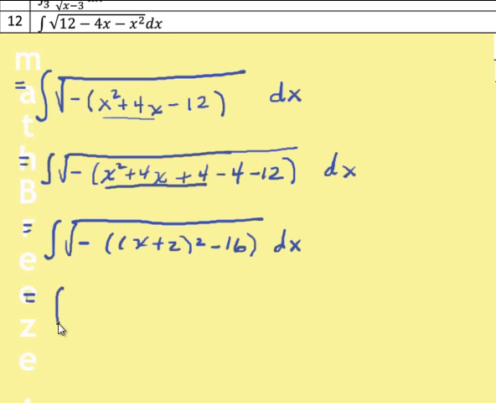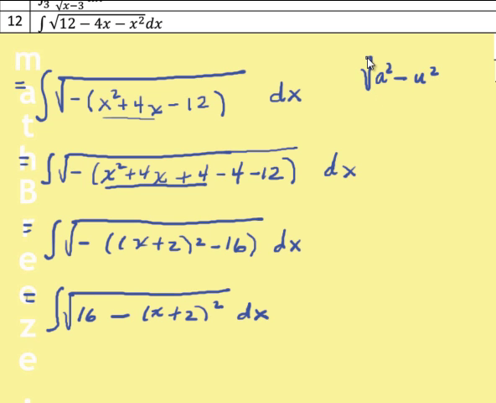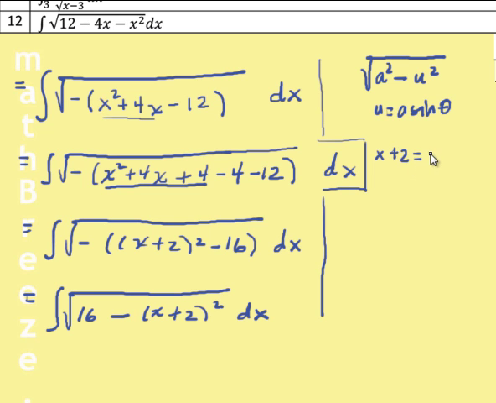And now let's just multiply that through by that negative, and that switches the order, and we have 16 minus x plus 2 squared. This is of the form a squared minus u squared. So we have an a squared minus u squared under the square root, and so we're going to do this substitution, u equal a sine theta. Or in our case, we have x plus 2 equal 4 sine theta. And dx is equal to 4 cos theta.